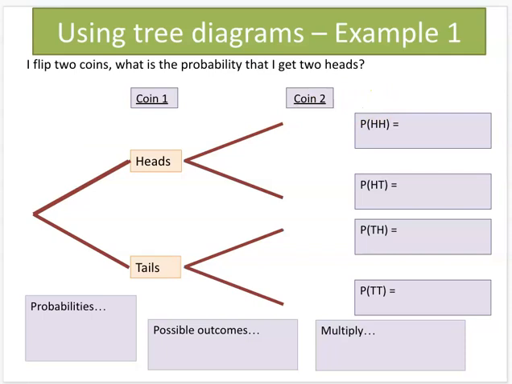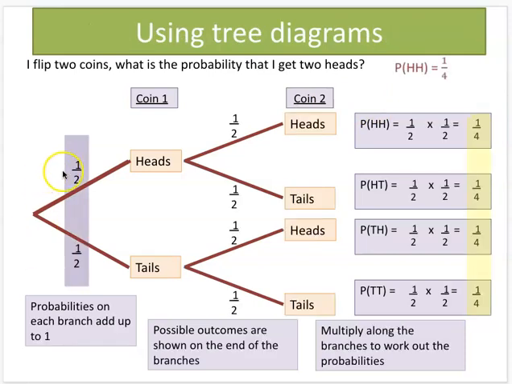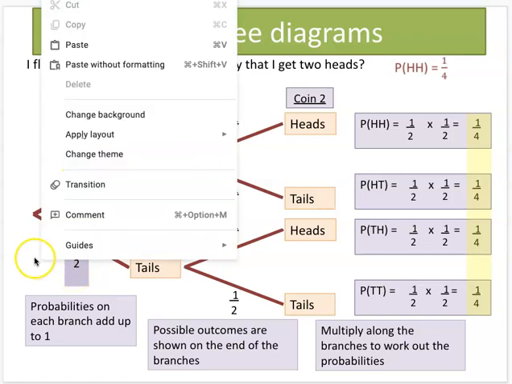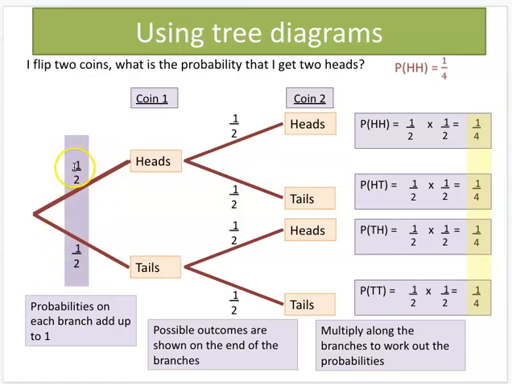So you can write in all these probabilities and see the calculations. The probability that coin 1 is heads is 1/2. The probability that coin 1 is tails is 1/2. So you can see 1/2 plus 1/2 is 1. So those are all the probabilities of coin 1 happening. That's what this says right here. Probabilities on each branch add up to 1.